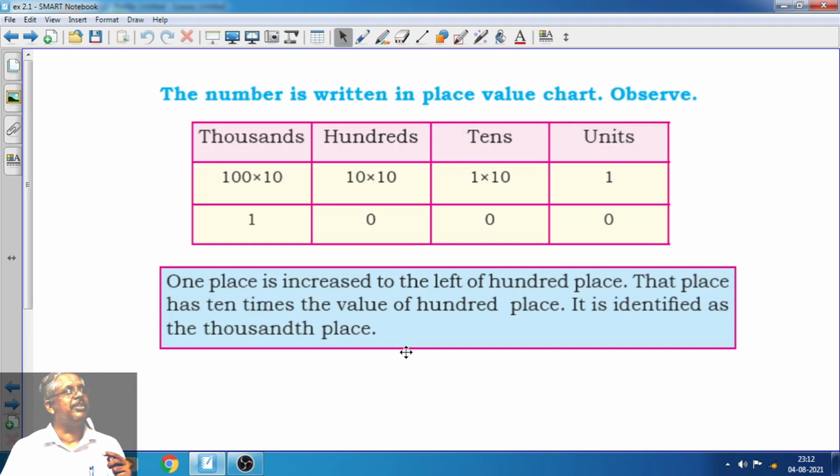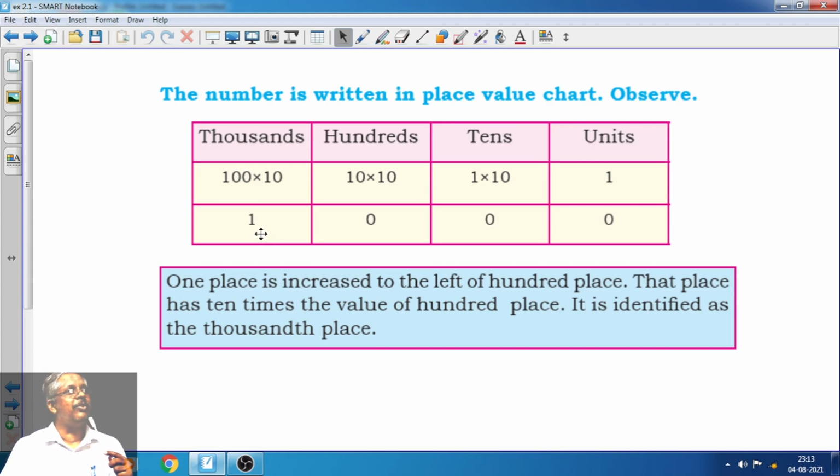999. Okay? The number is written in the place value chart as you see in this table. Always the numbers will start from units, and then tens, and then hundreds, and then thousands. But look how this 1 is placed. 1 into 10, which is tens. 10 into 10, which is 100. Now 100 times 10 is going to be 1000.